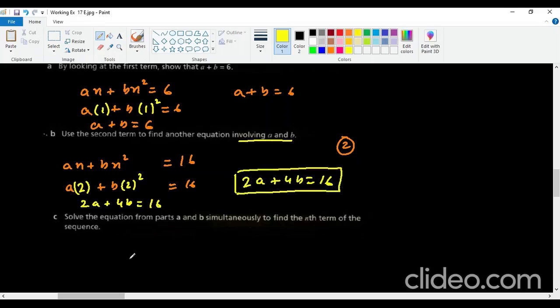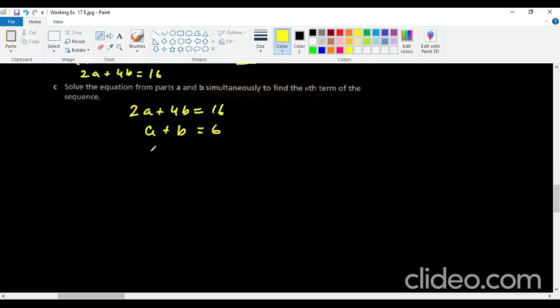Now in part C, it says solve the equations from part A and B simultaneously to find the nth term of the sequence. Let's begin. First, I'm going to write 2a plus 4b equals 16. And the first equation is a plus b equals 6. Find the value of a and b. You know very well, we are going to equalize a. That means we multiply this whole thing by 2. That means 2a plus 4b equals 16. And the second one is going to be 2a plus 2b equals 12.